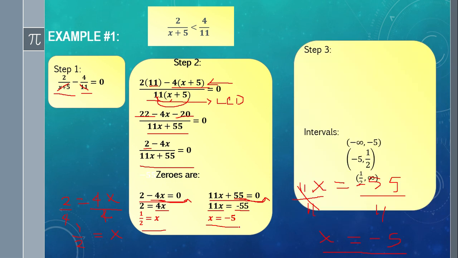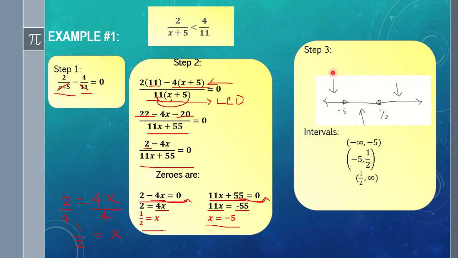How about our step 3? How do we do that on step 3? Okay, so for our step 3, that's identifying our intervals, and then we need to draw the notation, the number line. Okay, so here is the number line.